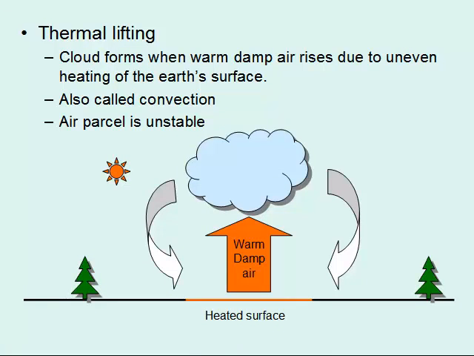Another way we can produce clouds is through thermal lifting. This is what happens throughout the day. We have the sun heating up the land surface. That land surface then radiates heat upwards into the air. That air is then warmer, less dense. It might be slightly damp, have some moisture in it. As it rises, it cools because it's expanding, and we get condensation happening. This is also called convection. In this case, the parcel of air is unstable.